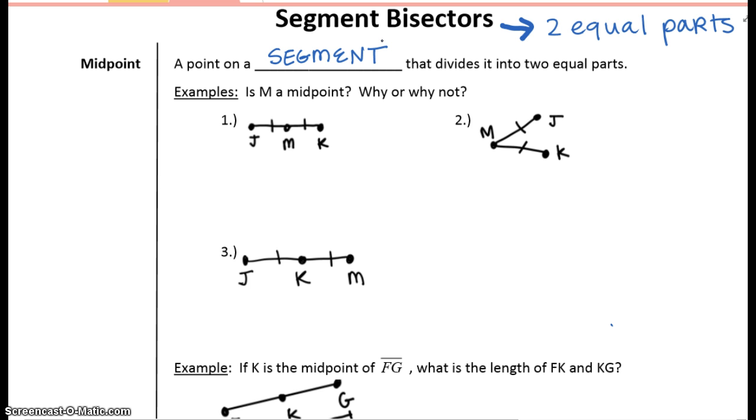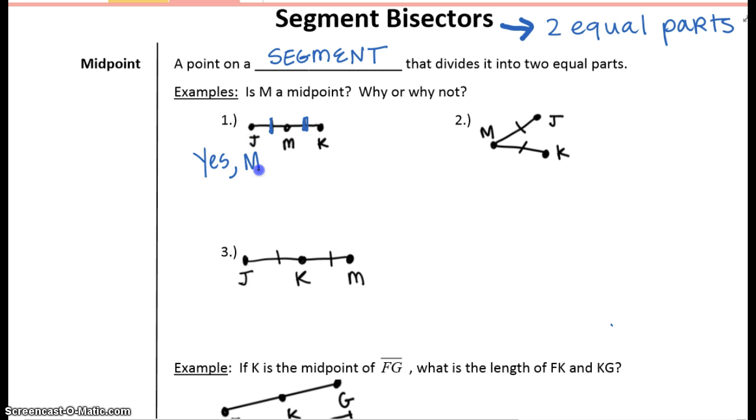So let's look at some examples because I know that I've given these in the past and sometimes students don't do really well on these. So let's look at example number 1. Is M a midpoint, yes or no? So you have to ask yourself, is M the middle of a segment? Well, we do have a segment here. It's segment JK. So yes, see how these marks are right here? This means that these are the same. So that means JM and MK are equal to each other. So M is a midpoint.